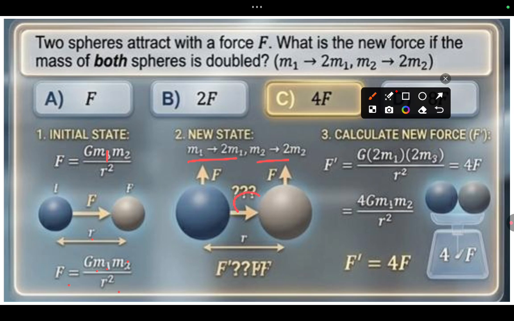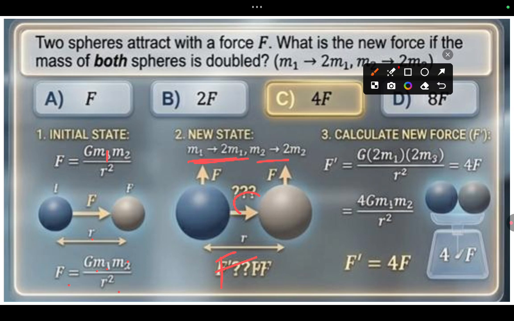Now what is the new force we need to find? Clear? The new force is what? So let's replace these values. F dash equal to G 2m1 2m2 by r square. There is no change in the r distance. So upon that you will get 2 times 2, that is 4F.